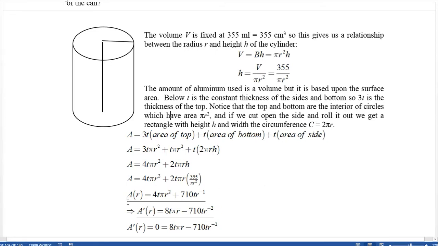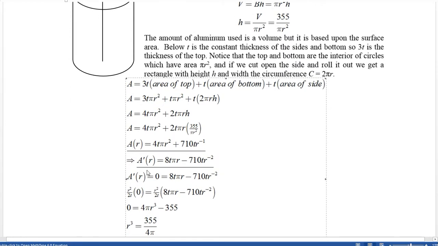Alrighty. We can now take a derivative. So once we've found a formula of the thing we're trying to minimize, we're minimizing this A, the amount of aluminum. Once we get it in terms of one single variable, then we can take a derivative. Remember, T is a constant, as is pi and 4. So this is 2 times 4t pi, that's 8t pi times r. This is negative 1 times this is negative 710 t r to the negative 2. And so you want the derivative and set it equal to 0.